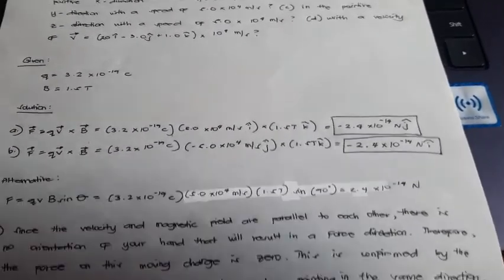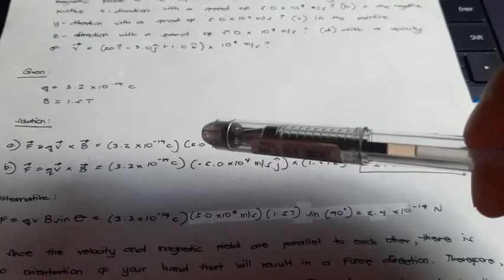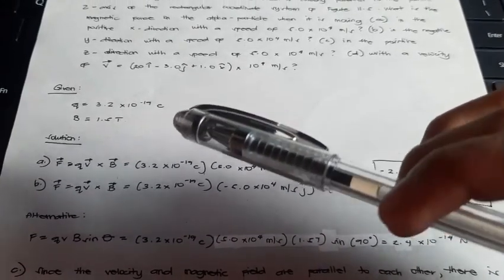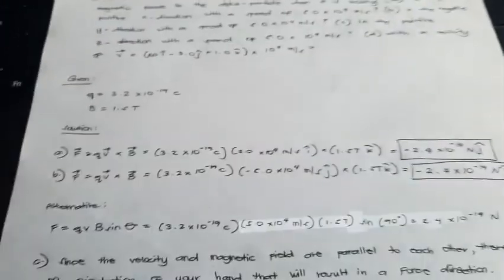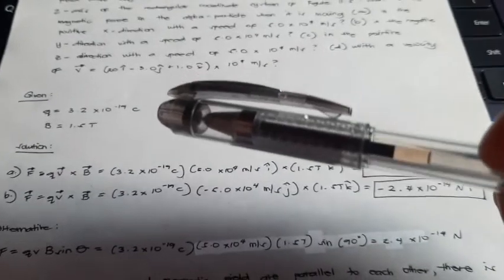We are given the charge, the velocity, the magnetic field strength, and direction. We can thus use the equation F equals Q v cross B, or F equals QvB sine angle, to calculate the force. The direction of the force is determined by RHR 1.